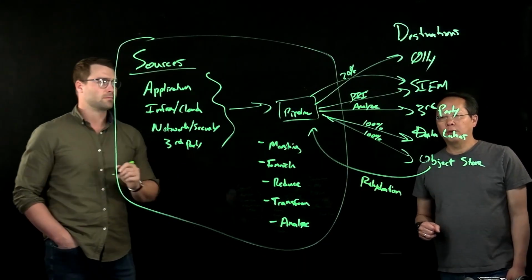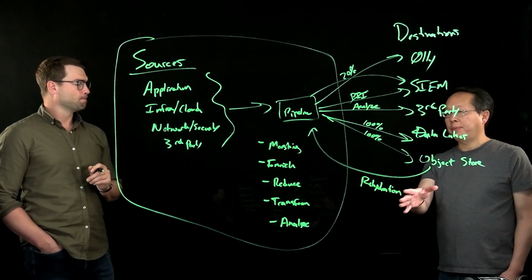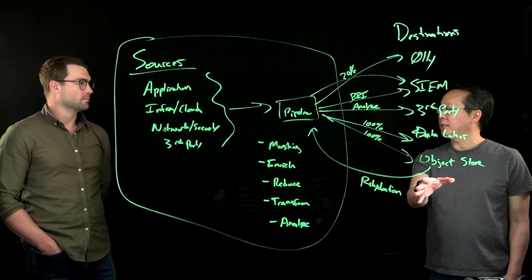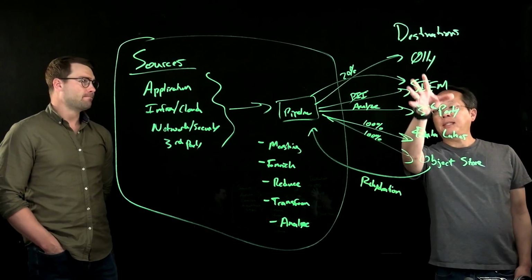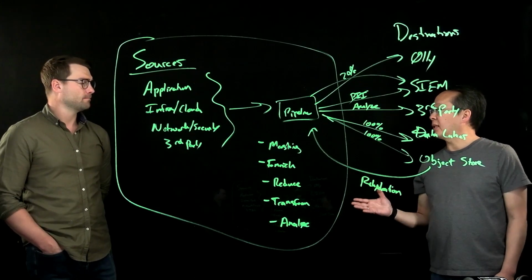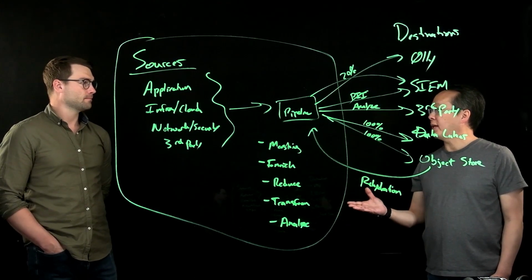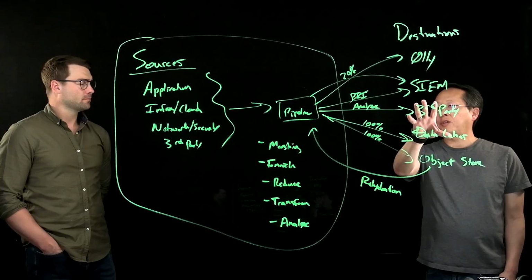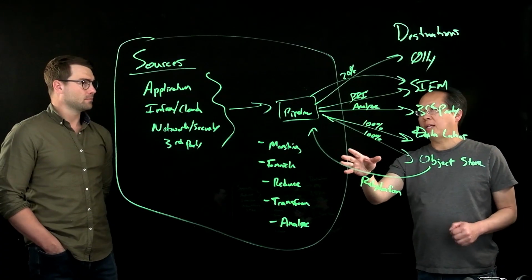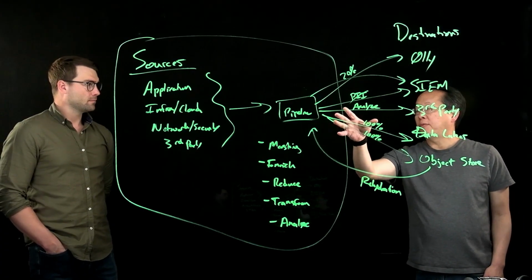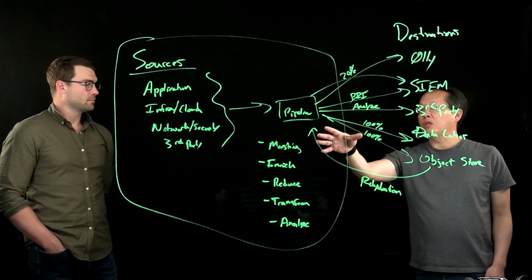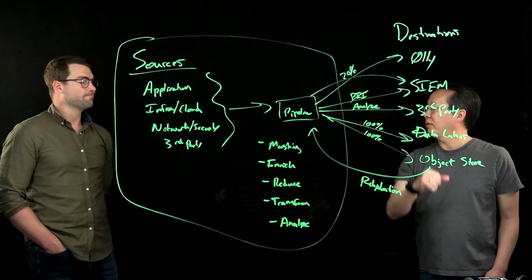Okay, so take object store, for example. That could be S3 on AWS under your control. But these destinations, they could be outside of your cloud and outside of your control, correct? Correct. So once it's outside of your control, that's why it's important to have a pipeline in the middle where you can control the processing and the routing to different destinations.